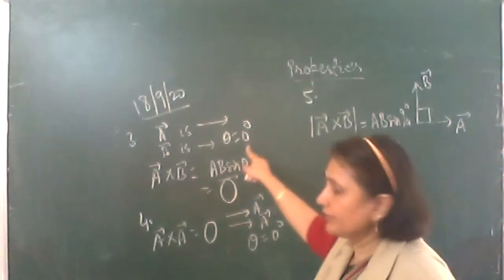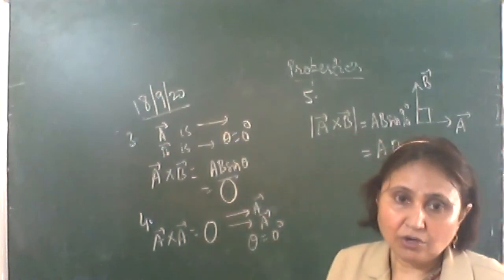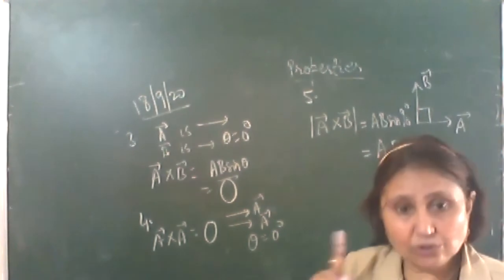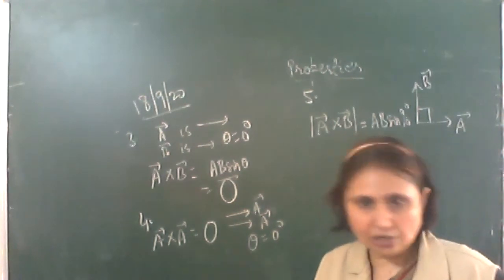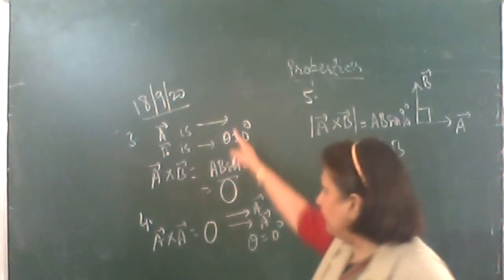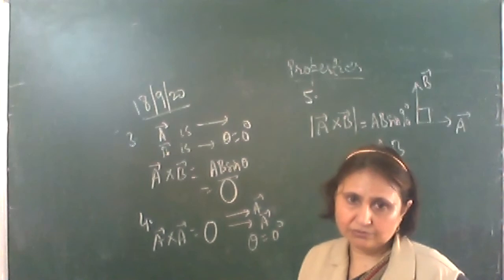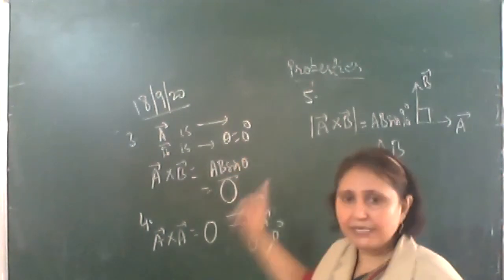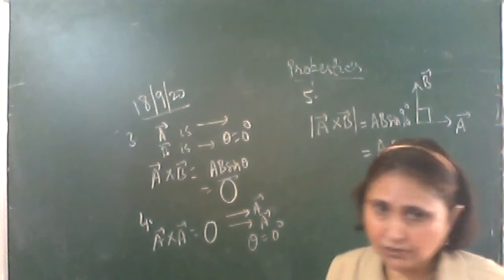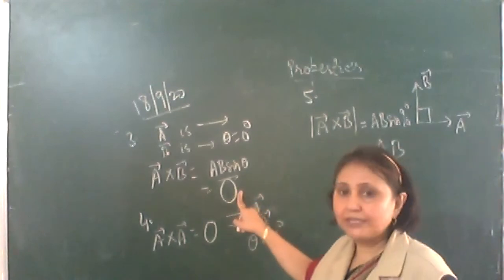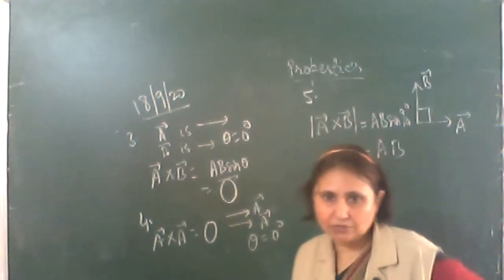So if two vectors are parallel or anti-parallel, what should be their condition? Their cross product will be 0. Perpendicular vectors, dot product is 0. Parallel or anti-parallel vectors, cross product is 0. Theta is equal to 0 or 180 degree. Sin 0 is 0. Sin 180 is also equal to 0. So the condition for two vectors to be parallel or anti-parallel is that their cross product should be equal to 0.